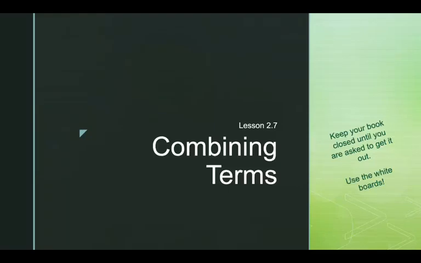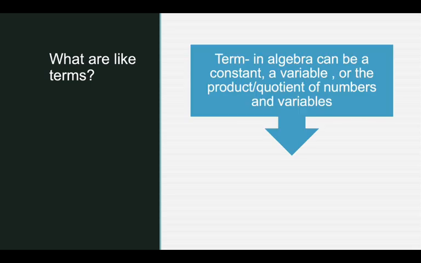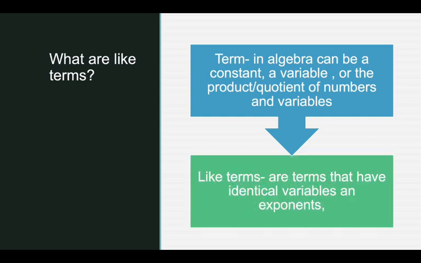We're doing combining like terms, lesson 2.7. We're going to talk about a term. A term is a combination of these things: a constant, a variable, or a product or quotient of numbers and variables. And like terms are terms that have identical variables and exponents. Let's do some examples. All right, these are all terms.